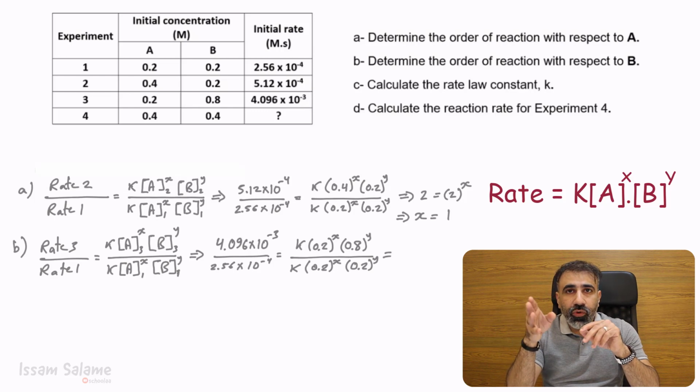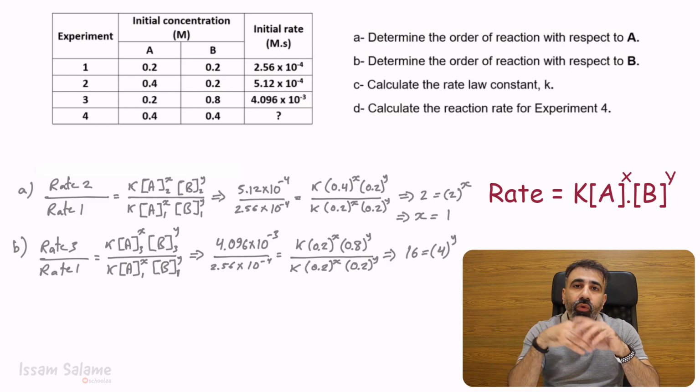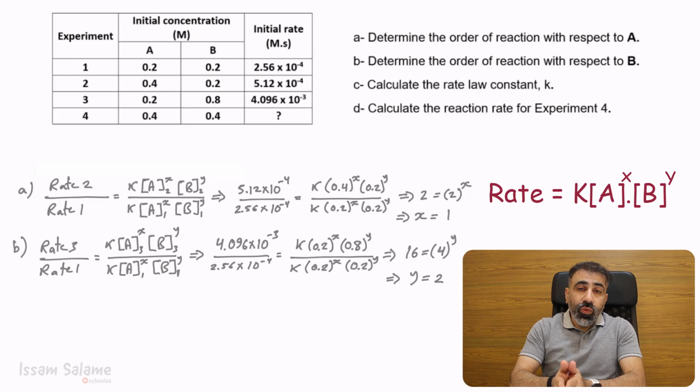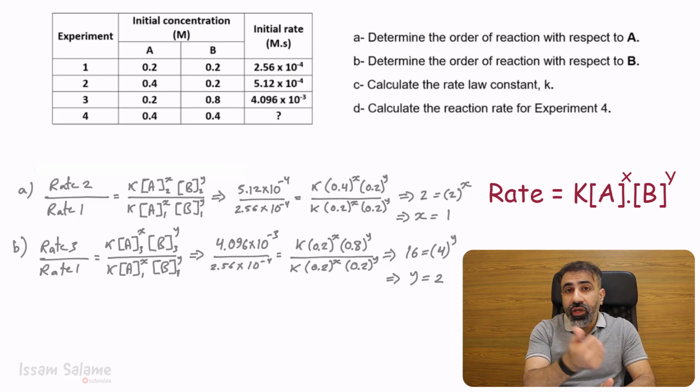0.2 power X and 0.2 power X can be cancelled, and K should be cancelled with K. We're going to end up with 16 equal to 4 power Y, which means that Y is equal to 2. Here, the order of the chemical reaction with respect to B is 2. The order of the chemical reaction with respect to A is 1.